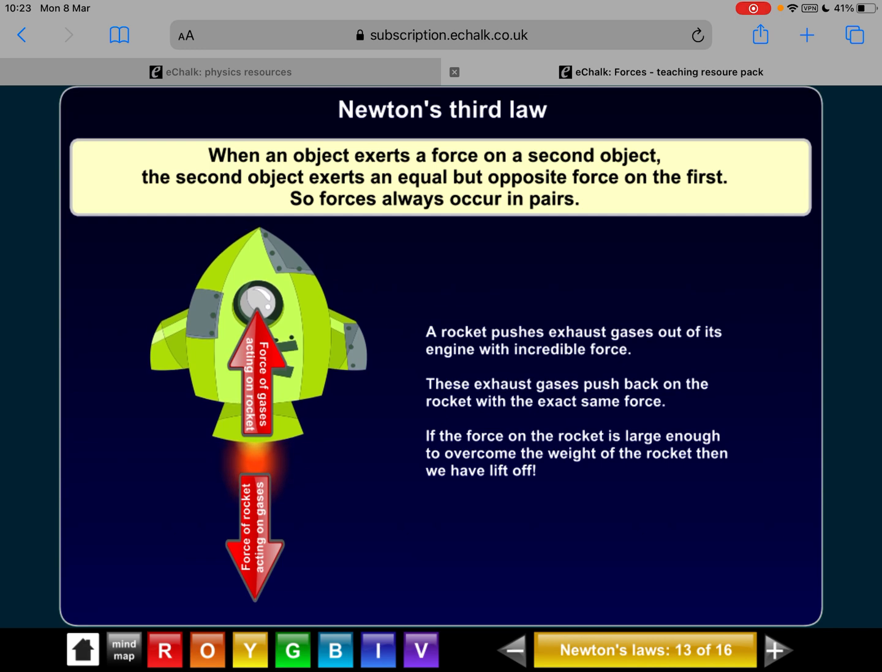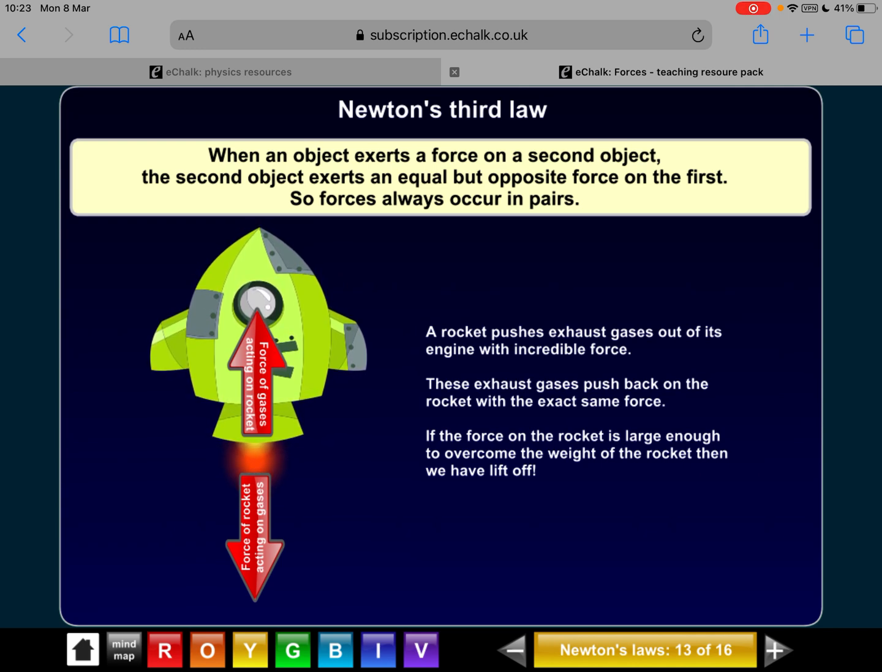Now, because of the size of the engine force, there will be millions and billions of gas molecules forced downwards. If all of those push back up on the rocket at the same time, that's going to also create a very large force, and a force large enough to cause the rocket to start to lift off the ground.